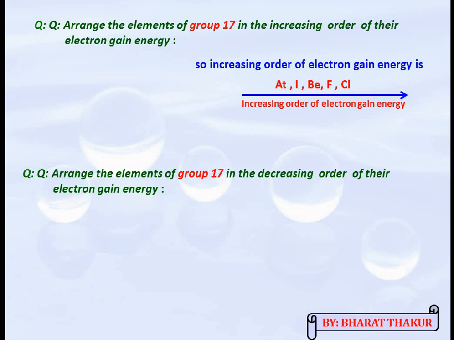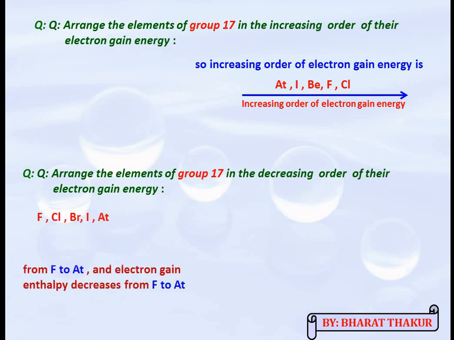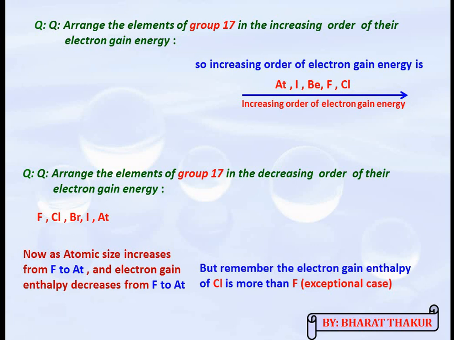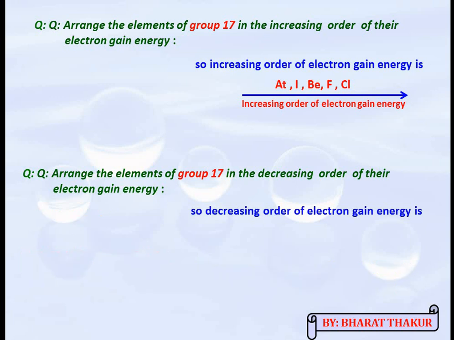But if we have to arrange them in the decreasing order, then we know that on moving down the group, the electron affinity value decreases. That means from bottom to top, that is from astatine to fluorine, it should increase. But again, fluorine has less electron gain enthalpy than chlorine. So the correct decreasing order is written as this: chlorine having the most, then fluorine, then bromine, then iodine and then astatine. So this is the decreasing order of electron gain enthalpy or electron affinity value for group 17.